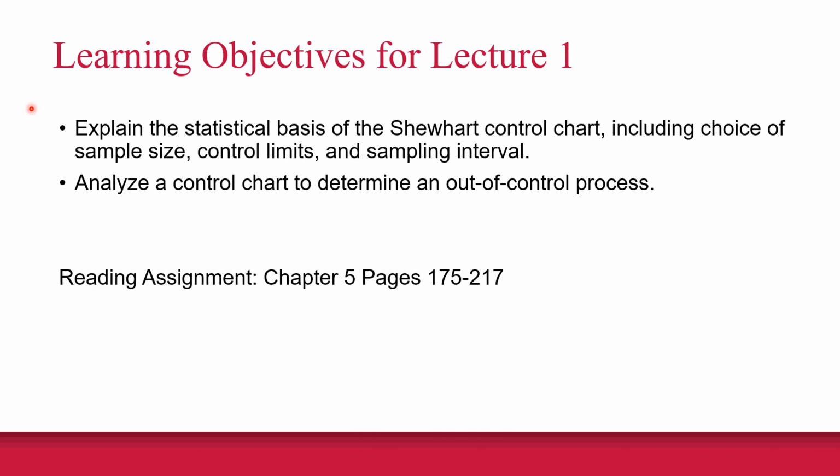Learning objectives for Lecture 1: we will explain the statistical basis of the Shewhart control chart, including choice of sample size, control limits, and sampling interval. We'll also learn how to use a control chart to determine what's known as an out-of-control process. The reading assignment is Chapter 5, pages 175 to 217.